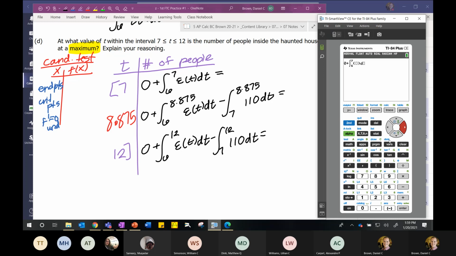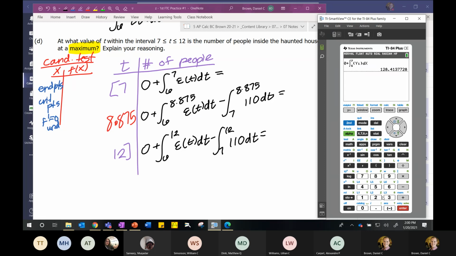To do that, next to clear, you see a button that says vars, which stands for variable. Select that, scroll over to Y-VARS, and then choose function, and y1 is there. Now I'm integrating the integral from 6 to 7 of y1. What was y1? That's where I typed in E of t, so you have to remember where you typed in each function. That was with respect to x, and then enter. That would be the number of people at t equal to 7.